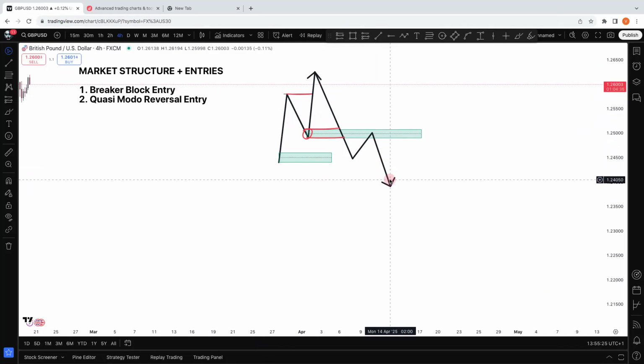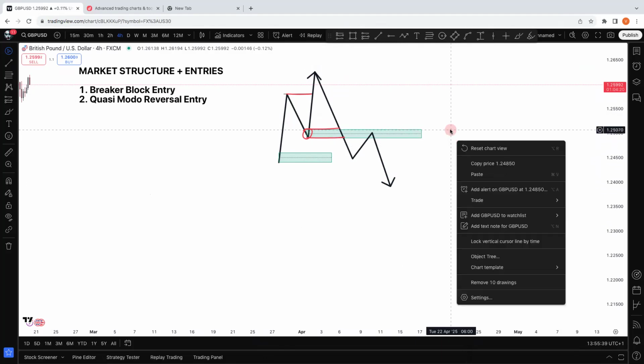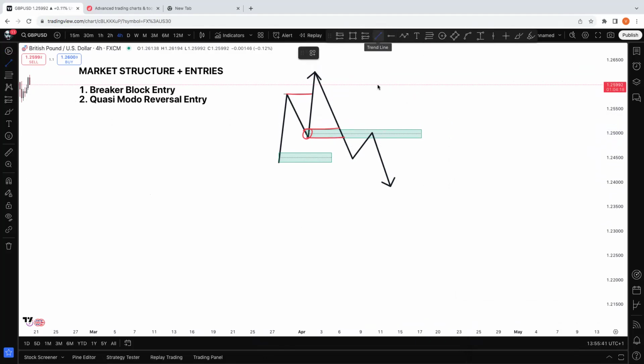to the downside, right? So you need price to be trending aggressively either to the upside or to the downside. Now, the next thing we want to look out for is there has to be a sweep of liquidity. There has to be a sweep of liquidity before the breaker block, right?